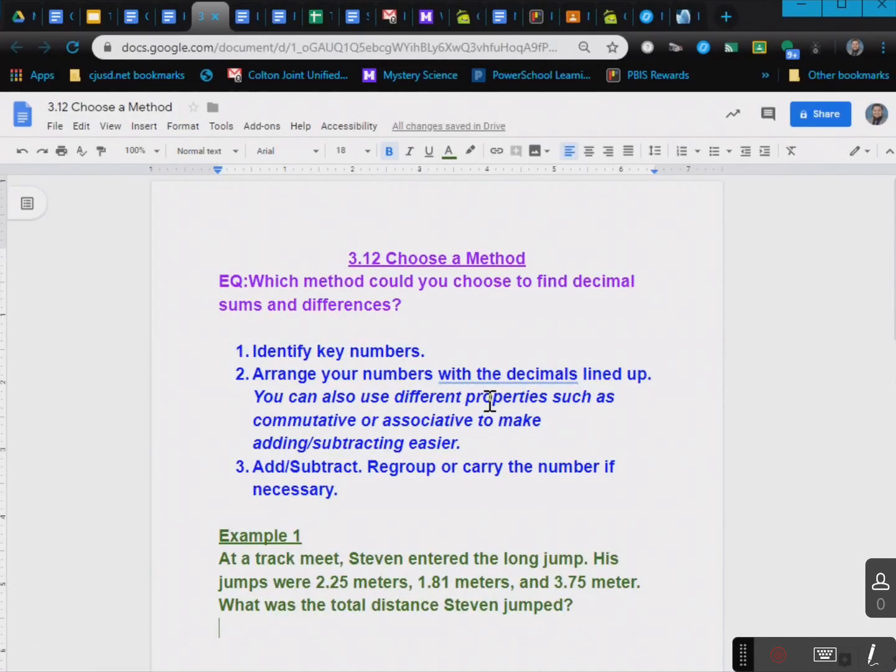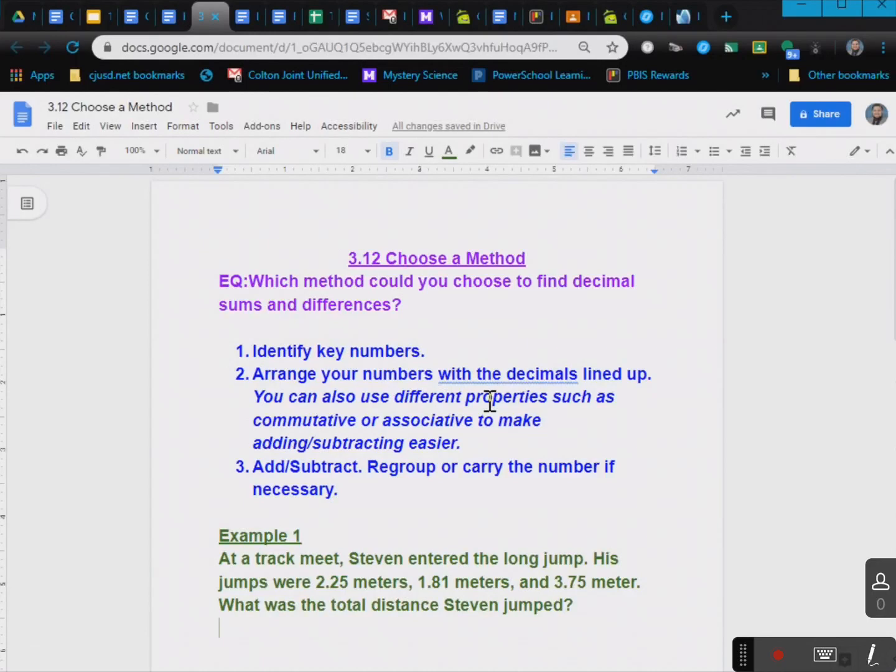And when we're talking about methods, we're talking about the different properties, which we learned in Chapter 1, like the associative property and commutative properties. You don't necessarily have to use them, but they do make adding and subtracting decimals a lot easier. So let's go ahead and go over the steps.